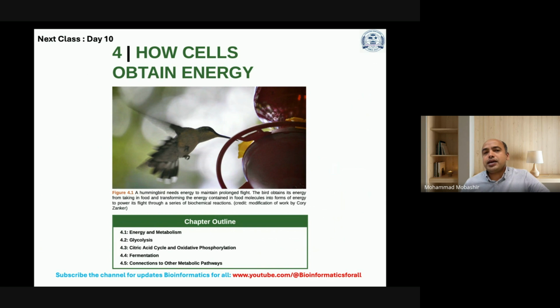In the next class, I will be continuing from how cells obtain energy. So basically, I will be discussing more about energy and metabolism, and in metabolism, there will be different pathways: glycolysis, citric acid cycle, then phosphorylation, fermentation, and then connectivities of different metabolic pathways.